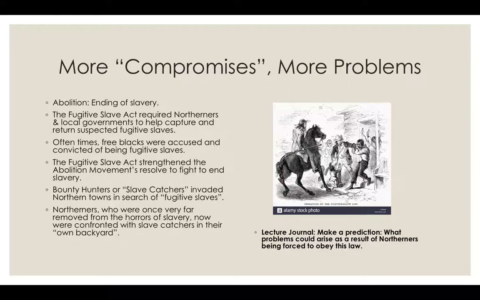The Fugitive Slave Act strengthened the abolition movement's resolve to fight to end slavery. Northerners, who were once very far removed from the ugliness of slavery, were now confronted with slave catchers in their own backyard. For the first time, people who were sort of out of touch with the realities of slavery were seeing some of the brutality and some of the ugliness surrounding slavery.